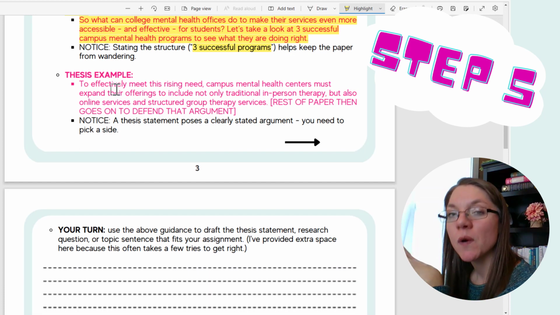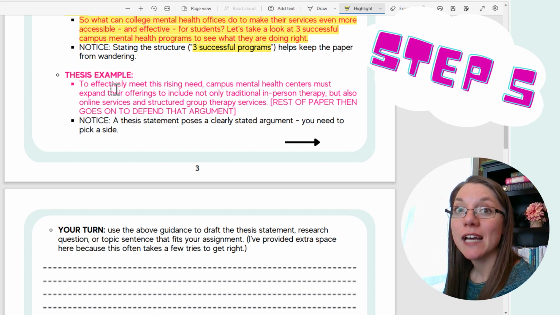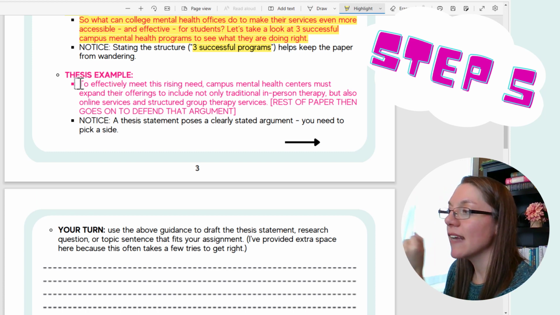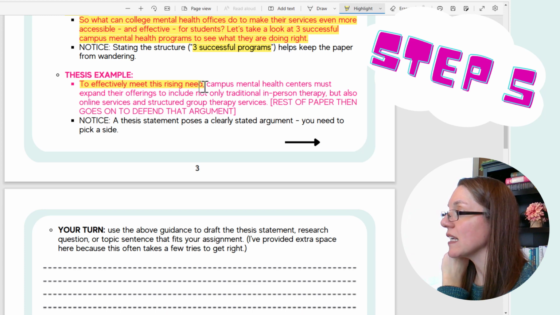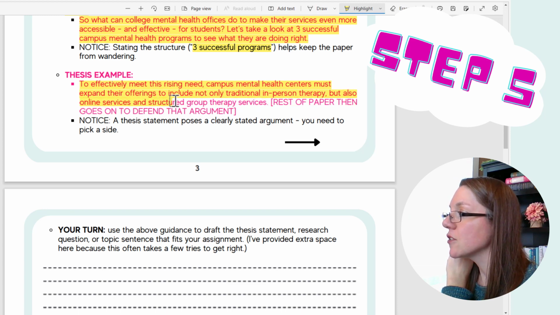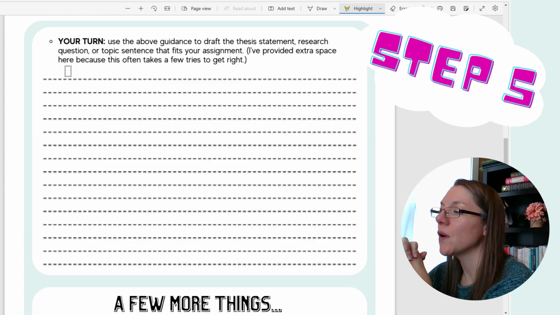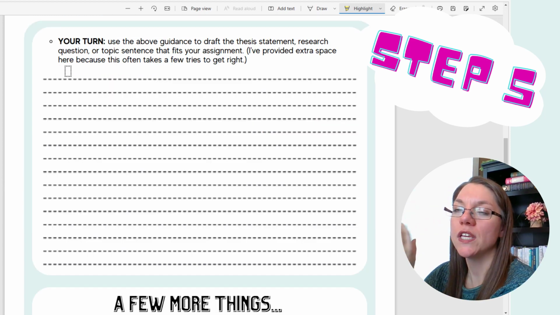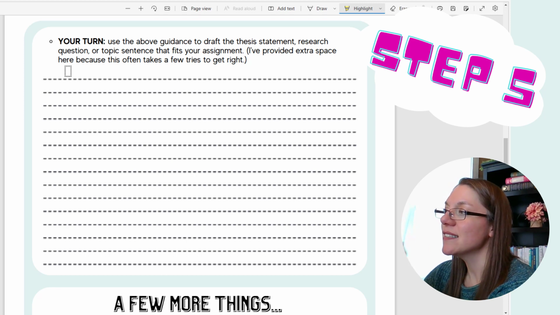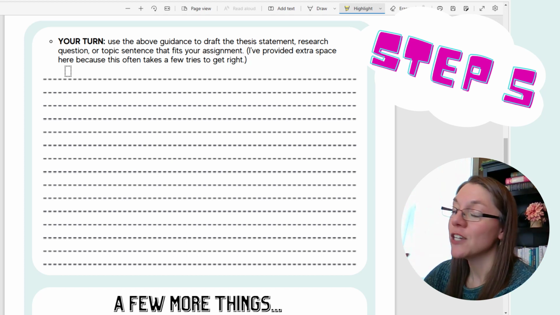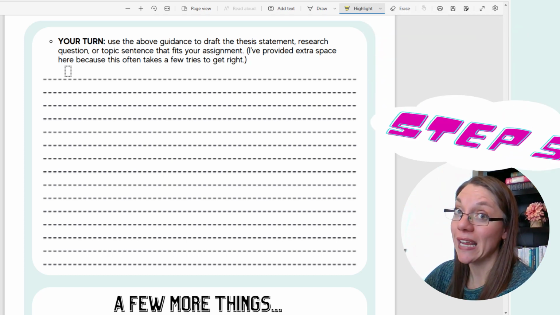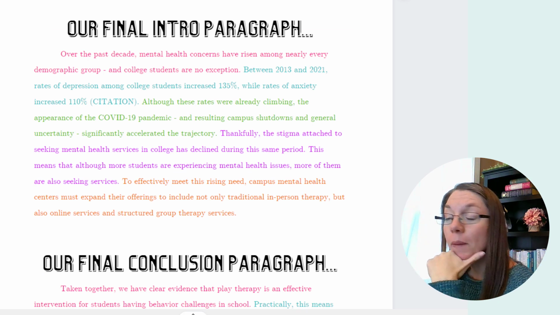If we have a thesis where we are actually making an argument and then the paper sets out to defend that argument, we might have this final sentence in the introductory paragraph read something like, to effectively meet this rising need, campus mental health centers must expand their offerings to include not only traditional in-person therapy, but also online services and structured group therapy services. So really let yourself narrow in on what you need this final statement to say, because this is often the crux, and papers with a weak or missing thesis or topic statement do not do well when it comes to that grade.